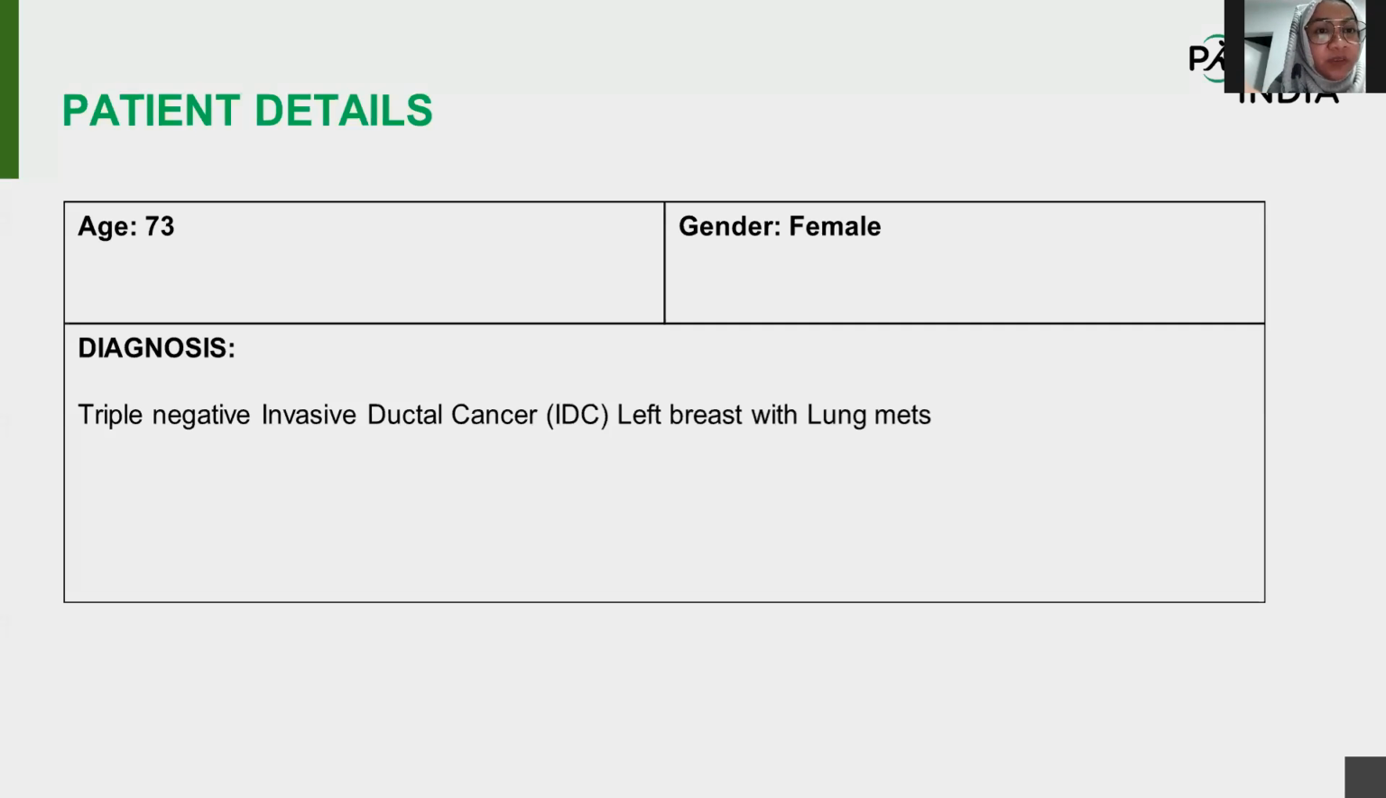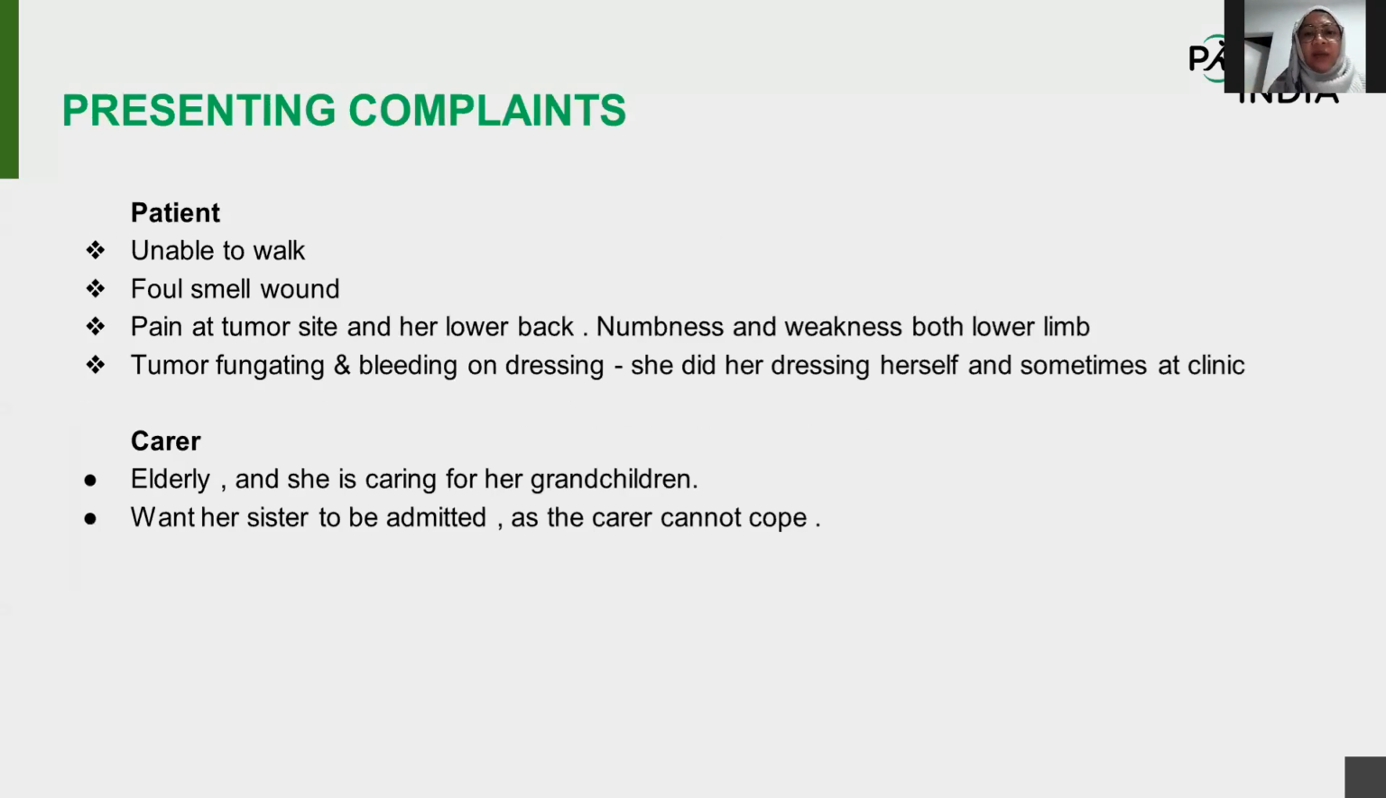My patient is a female, 73 years old, diagnosed with triple negative invasive ductal cancer, left breast with lung mets. Next slide. Her main complaint was she was unable to walk. She had a very foul smelling wound, pain at the tumor site and her lower back, numbness and weakness of both lower limbs, tumor fungating and bleeding on the dressing. She did her dressing herself and sometimes at the clinic.